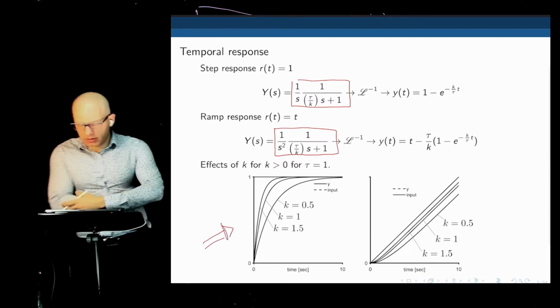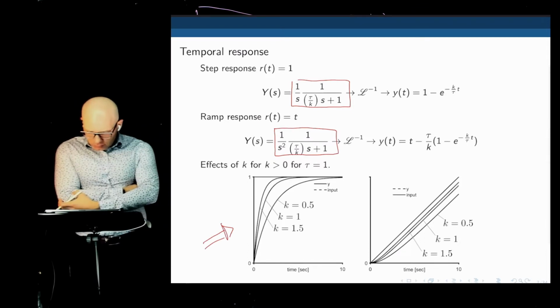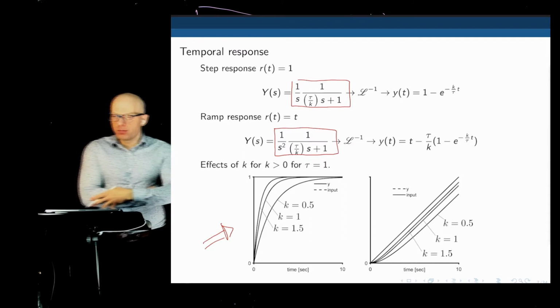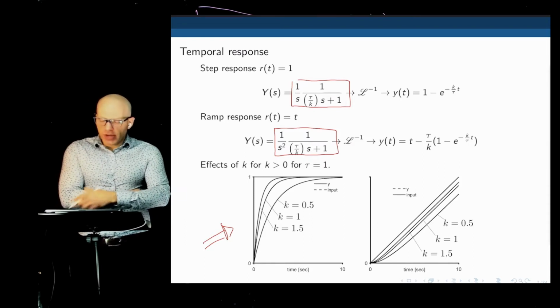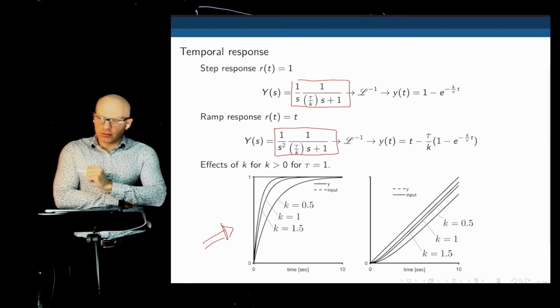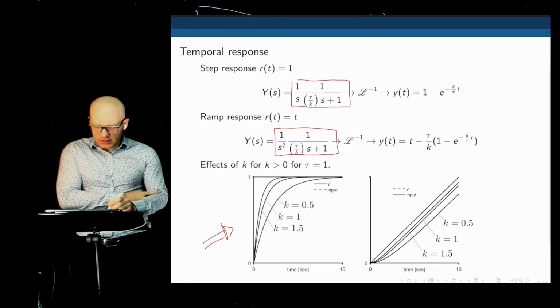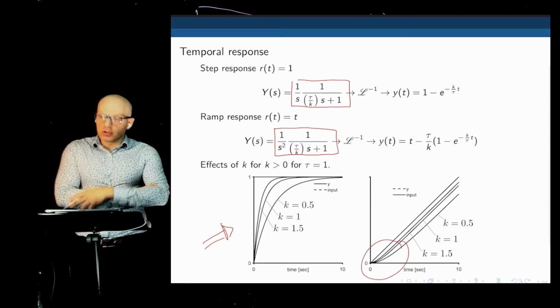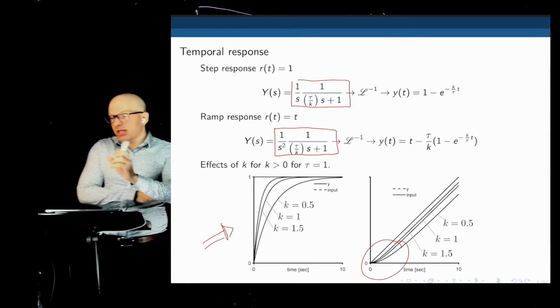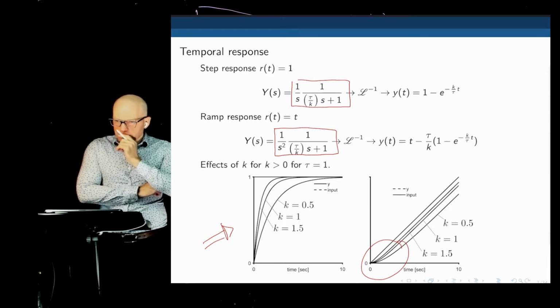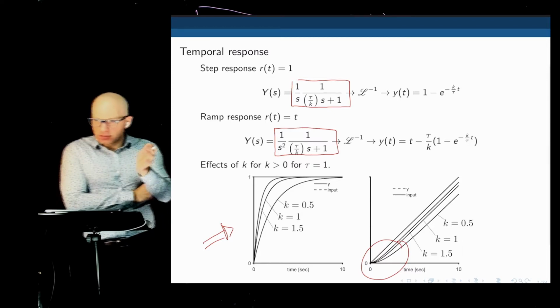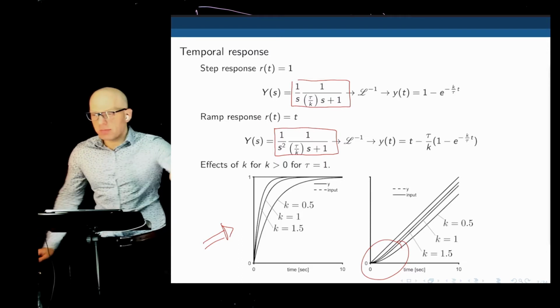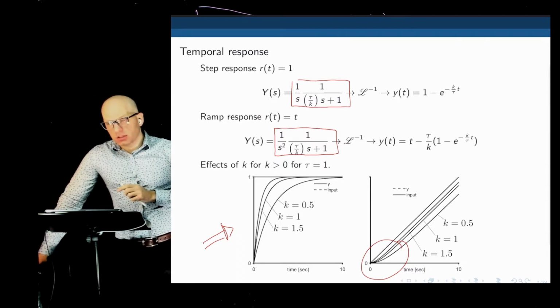Now notice something here. This is the step response. And notice that at the higher K, the faster the system reacts, the faster it reaches its final value. If you look at the ramp, the transient is down here. We can also see that at the higher K, the less time it takes to reach steady state. Okay. So K doesn't influence the steady state for the step, but it does influence the transient response.